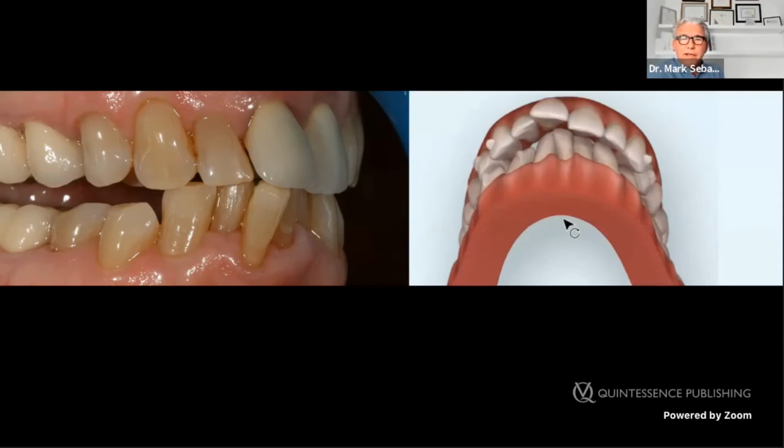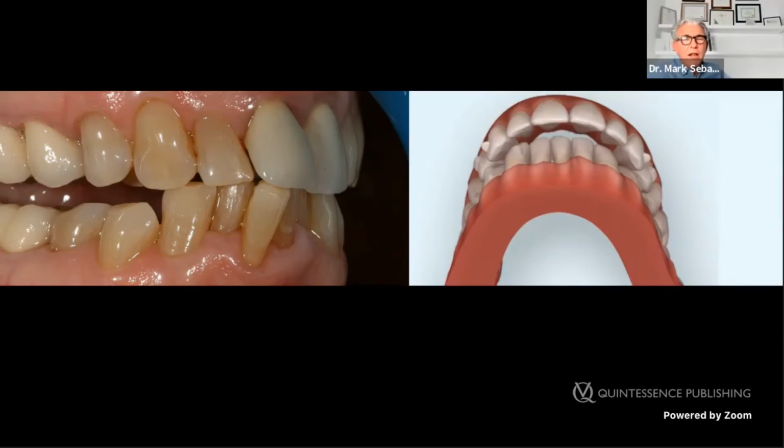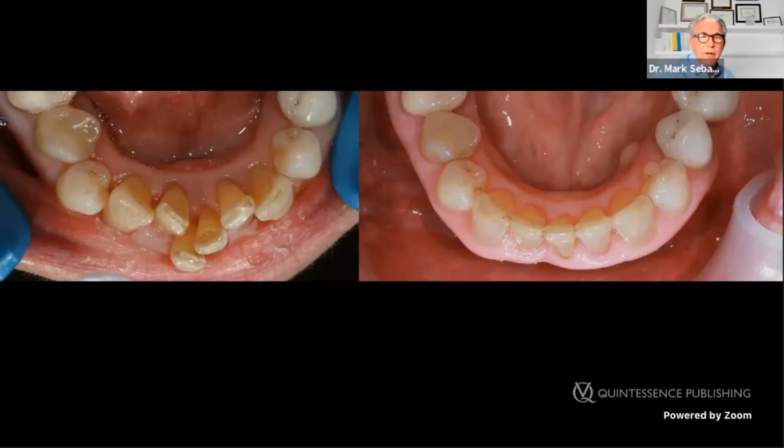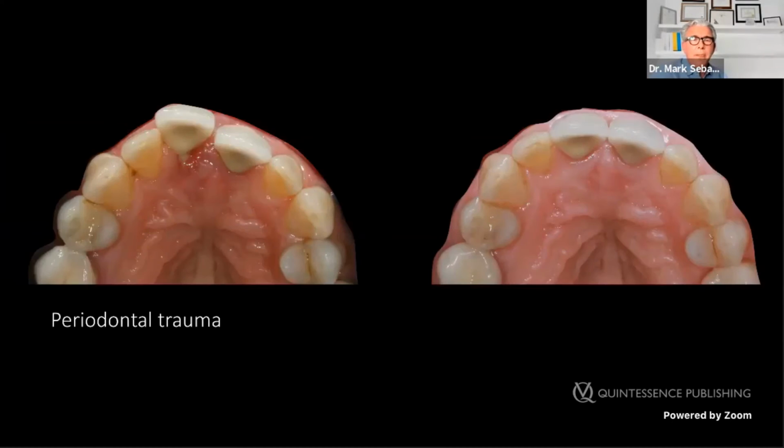And we tried to change the situation in the front, bring it back to a better result. Of course it's not perfect, but the patient can keep the teeth. As you can see, we totally changed the arch form. She now can clean it properly. The tongue is not irritated anymore. The periodontal trauma, as you can see, is totally gone.